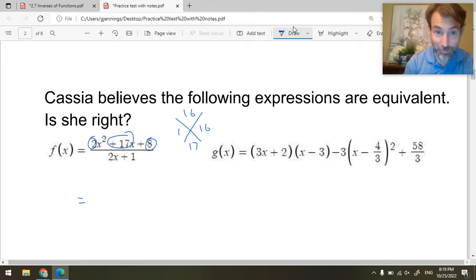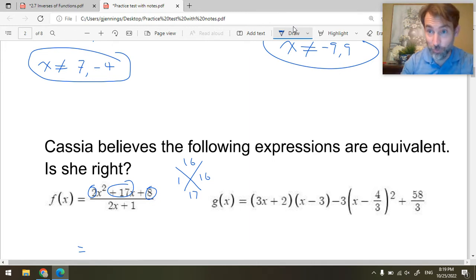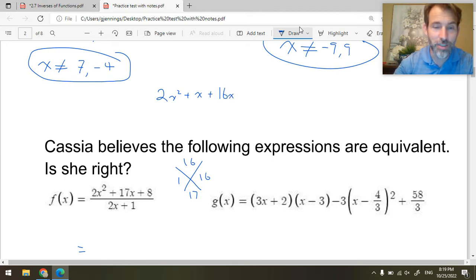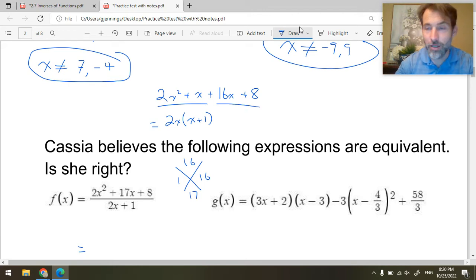Now, this is what you do with these numbers. First of all, you do your rough work on the side. So I'm going to do this rough work up top. I still have 2x squared, but instead of 17x, I'm going to have plus x plus 16x. Notice that x plus 16x is 17x, plus 8. Now I factor the front two by grouping. That will be 2x times x plus 1, multiplied by, here, the greatest common factor that can come out is 8, so it's plus 8 times 2.